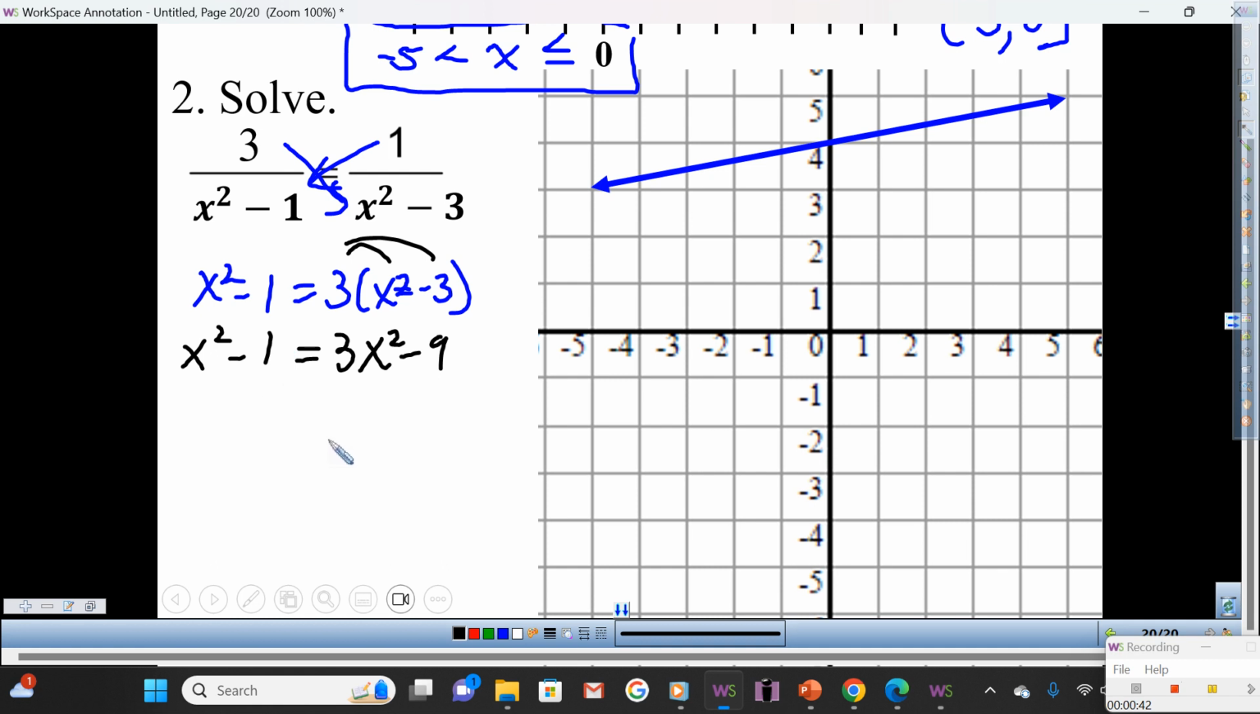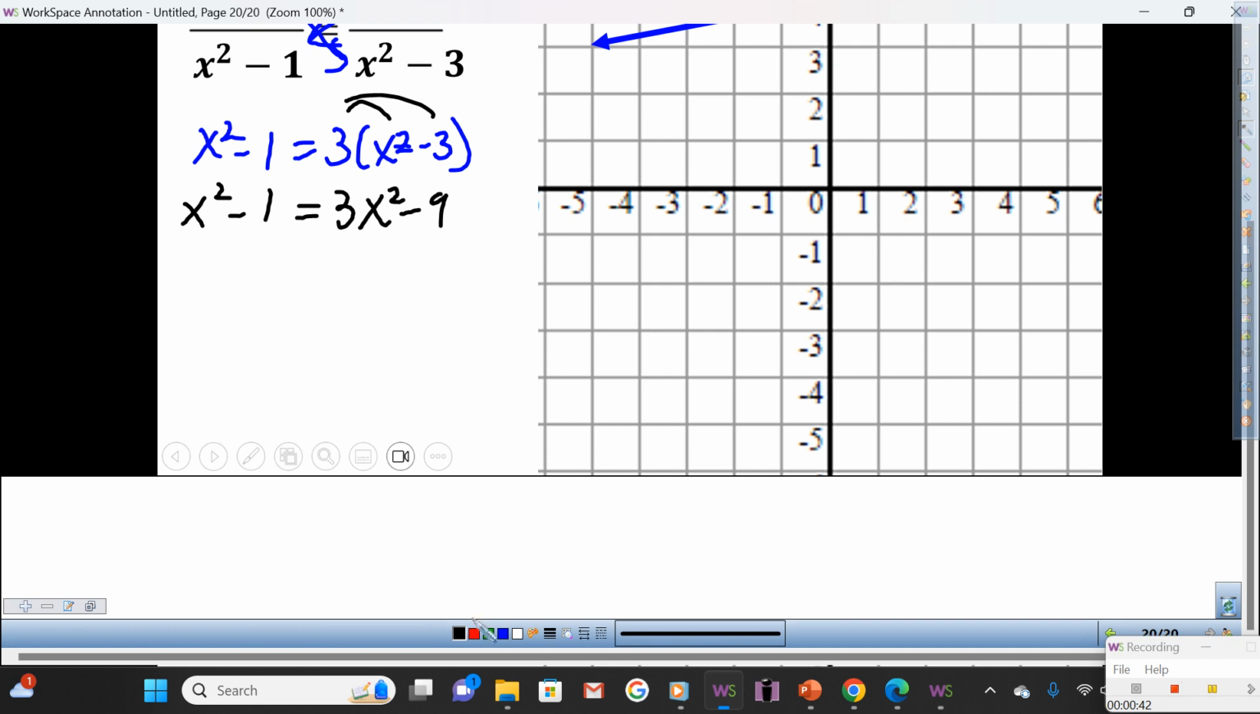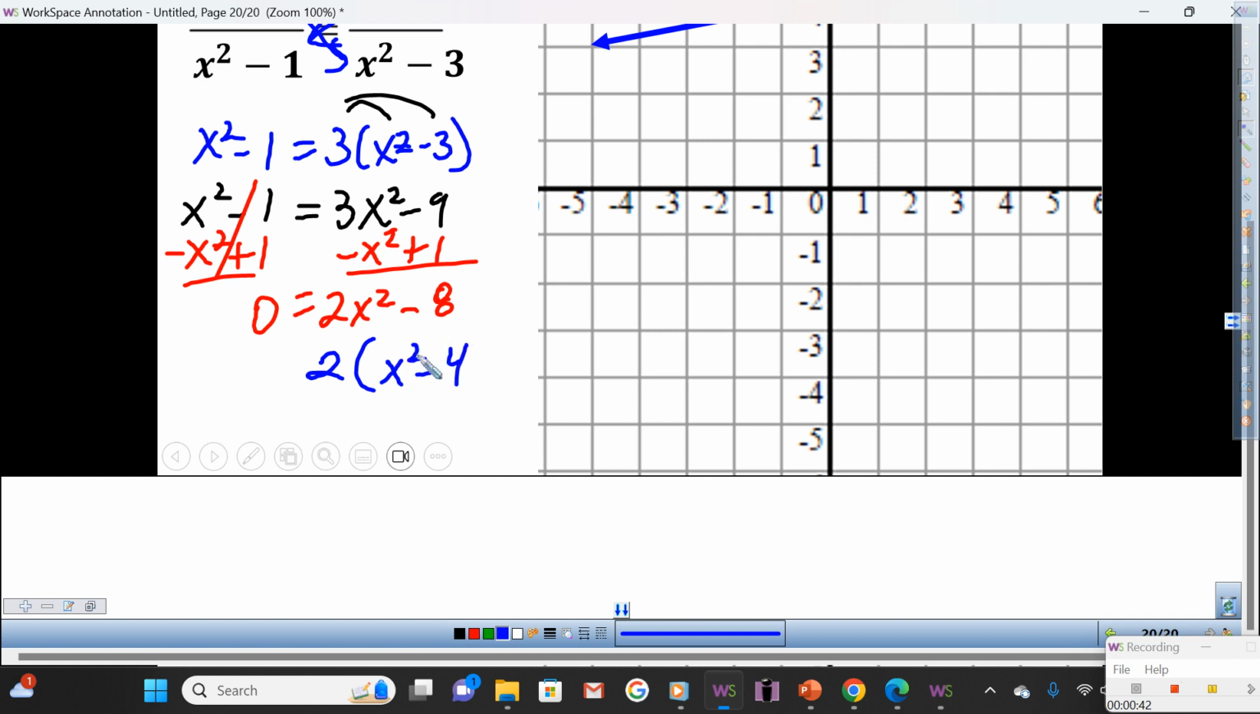I need this to be equal to what, everyone? 0. So that means I'm going to take this one, send it to the other side, minus x squared plus 1, minus x squared plus 1. I end up with 0 equals 3x squared minus 1x squared is 2x squared, -9 plus 1 is -8. All right. Next, I'm going to factor this since it's a binomial. So, is it in standard form? Yes. Is there a GCF? Yes. What divides both terms? 2. We're left with x squared minus 4.